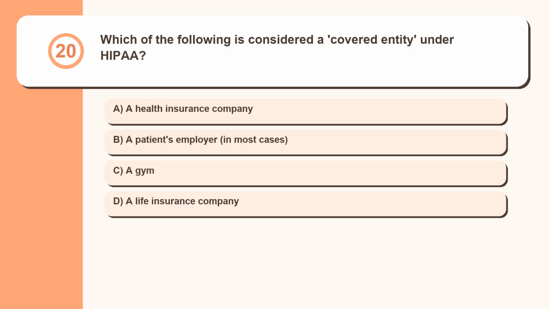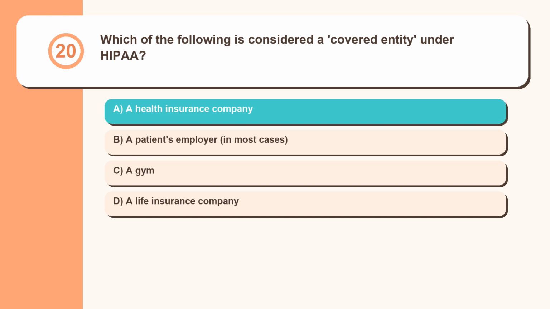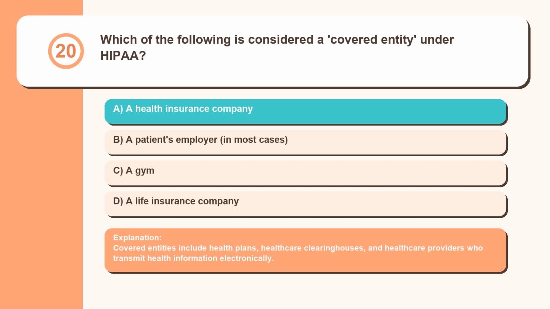Question 20. Which of the following is considered a covered entity under HIPAA? A health insurance company. A patient's employer, in most cases. A gym. A life insurance company. Covered entities include health plans, healthcare clearinghouses, and healthcare providers who transmit health information electronically.